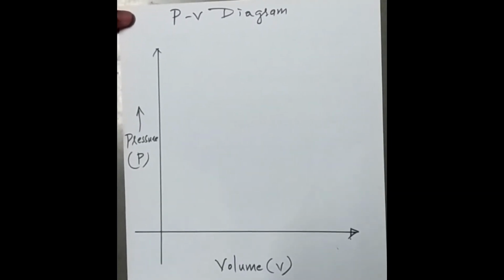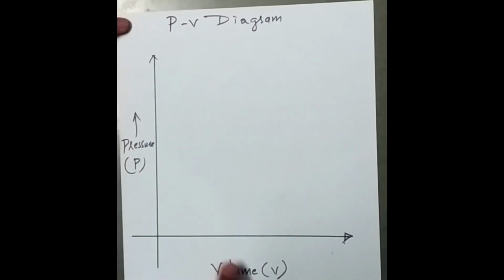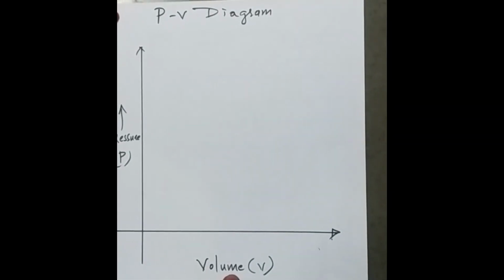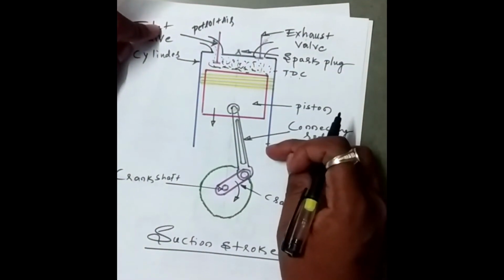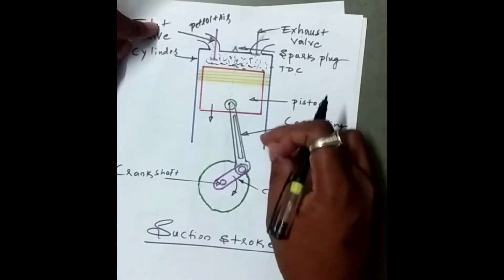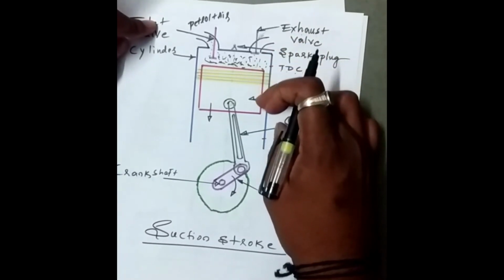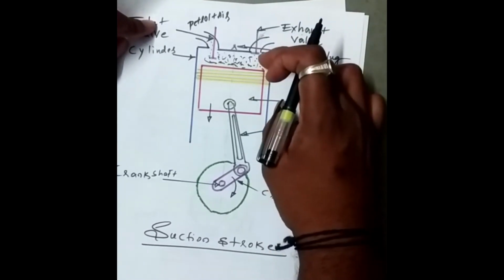Now we'll try to draw the PV diagram for the 4-stroke petrol engine. In this we have pressure and volume. Let us first begin with the suction stroke. What happens in the suction stroke is that the piston moves from TDC to BDC. When the piston moves from TDC to BDC, the volume inside the cylinder is going to increase.